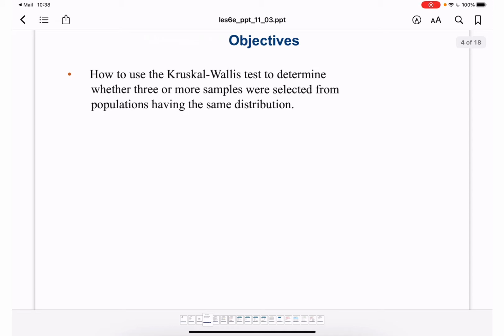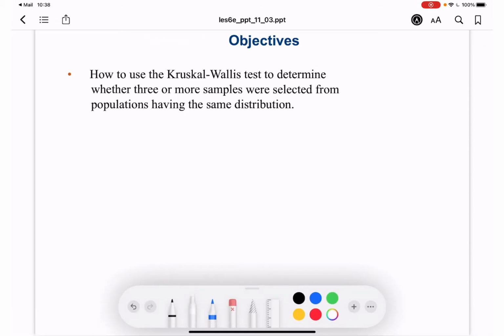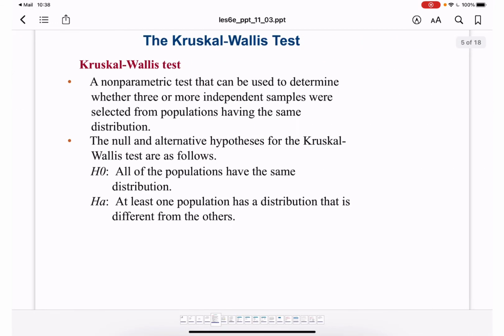It determines whether 3 or more samples were selected from populations having the same distribution. So the Kruskal-Wallis test is a non-parametric test that is used to determine whether 3 or more independent samples were selected from populations having the same distribution. In such cases, the hypotheses for the Kruskal-Wallis test are as follows.